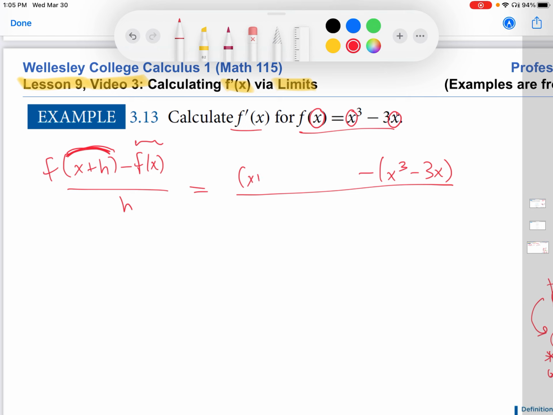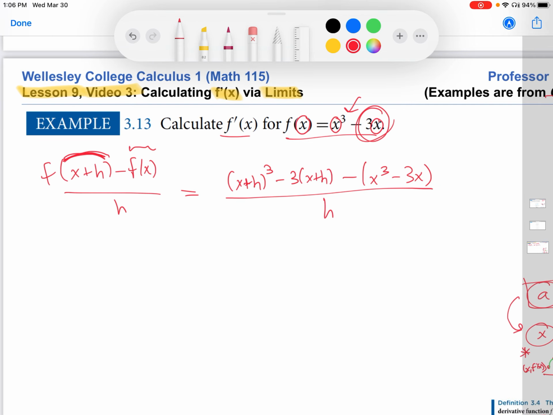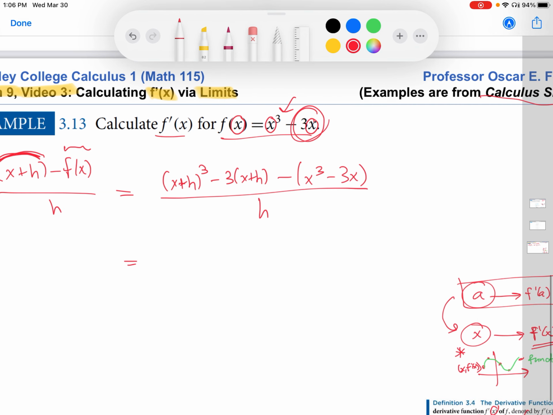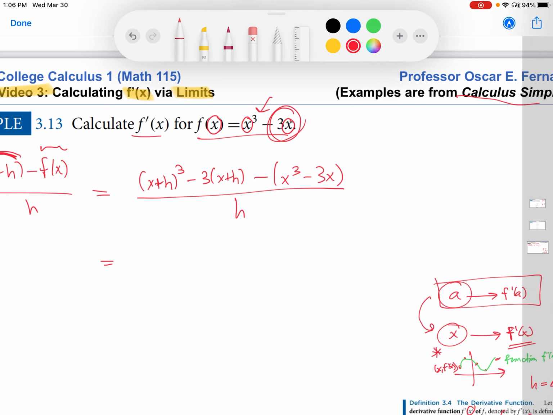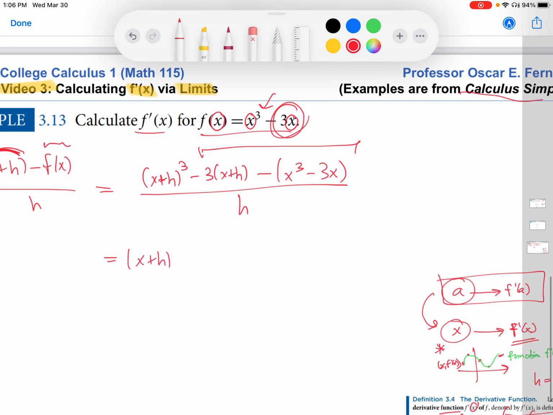So x plus h is going to get cubed. And then I'm going to subtract 3 times x plus h. So that comes from this term. And then divide by h. Okay, so at this point, we're going to have to simplify things a little bit, and we'll do the easier simplification first. So we'll work on this term here. So I'll keep the x plus h cubed minus, I'll distribute to 3x minus 3h, and then I'll distribute the negative sign, minus x cubed plus 3x. So negative, negative gives me my plus.